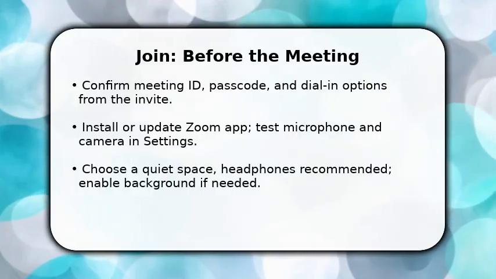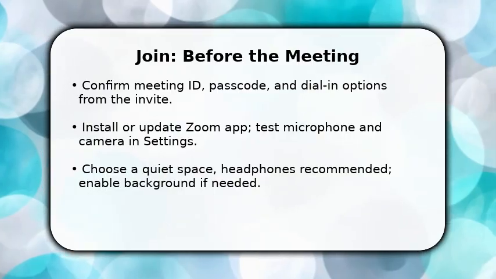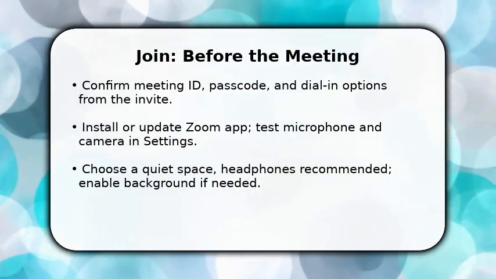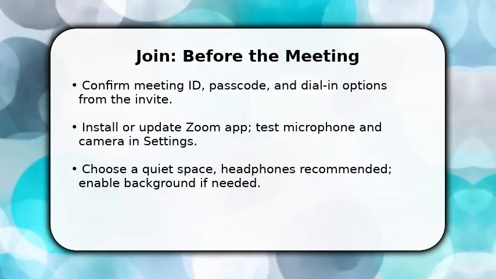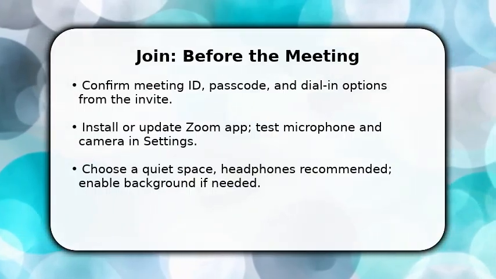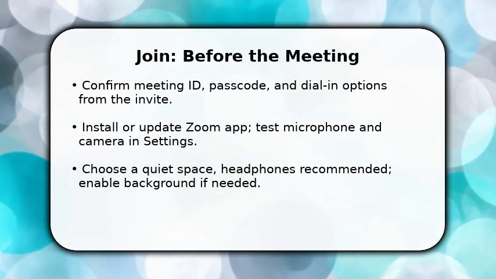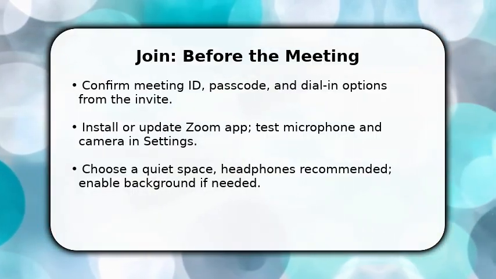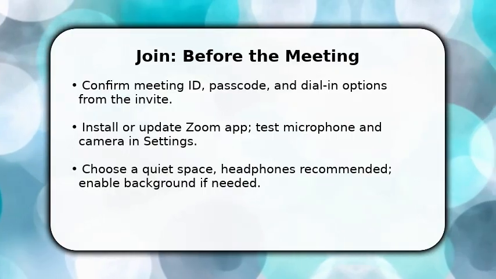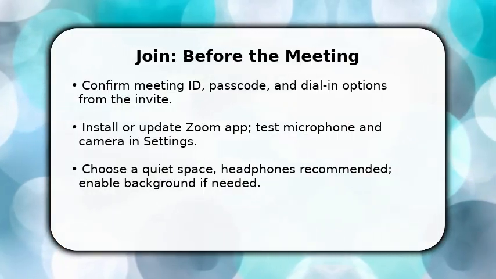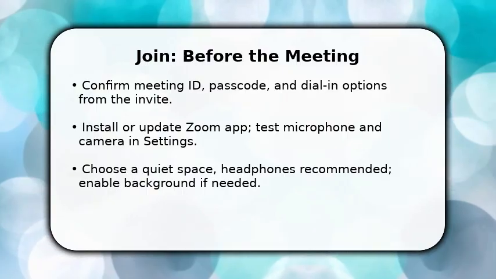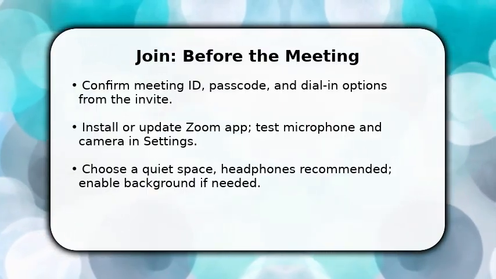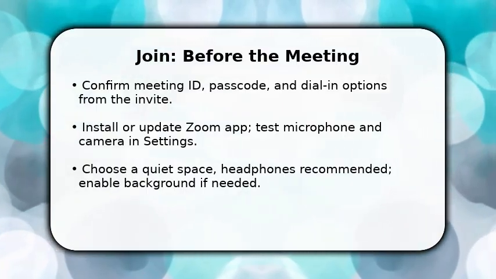You start by verifying the meeting ID and passcode from the invite, then open Zoom and sign in or join as guest. Next, test audio and camera in settings so you know your mic works and video framing looks right. Once done, pick a quiet spot, plug in headphones to avoid echo, and enable a virtual background if privacy matters. This prevents distractions. These quick checks save time and keep you ready for the host's admission into the meeting.